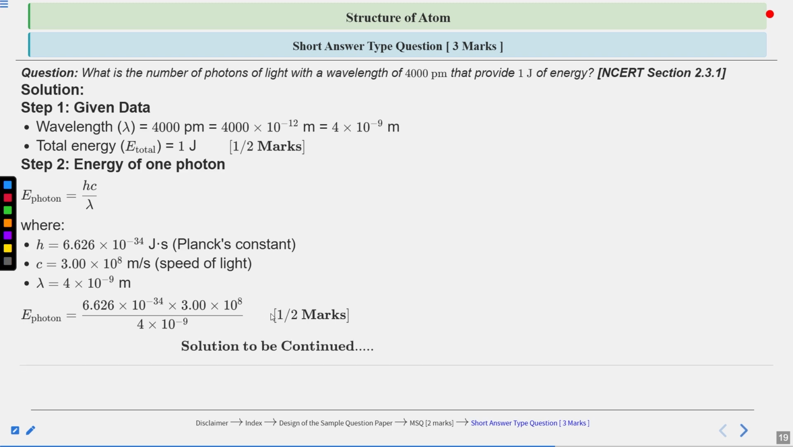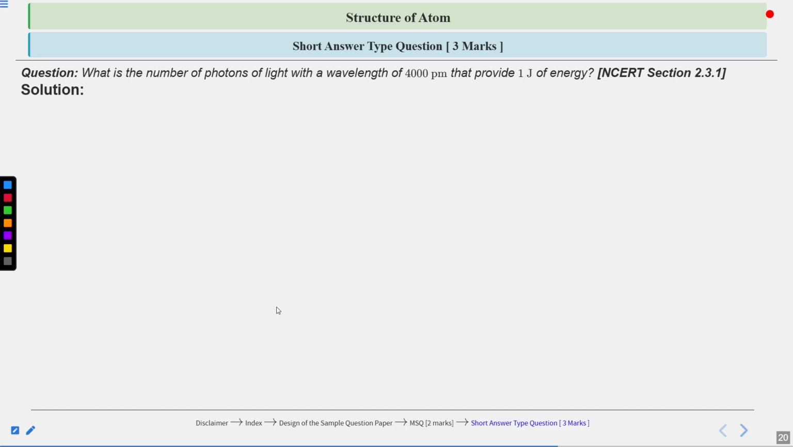Now moving on further, what we will do now? We will calculate the final value for the number of photons. So if the total energy is given as 1 joule and 1 photon has an energy of a value which is already calculated in the previous deck, if you know these two things, you can calculate the number of photons.